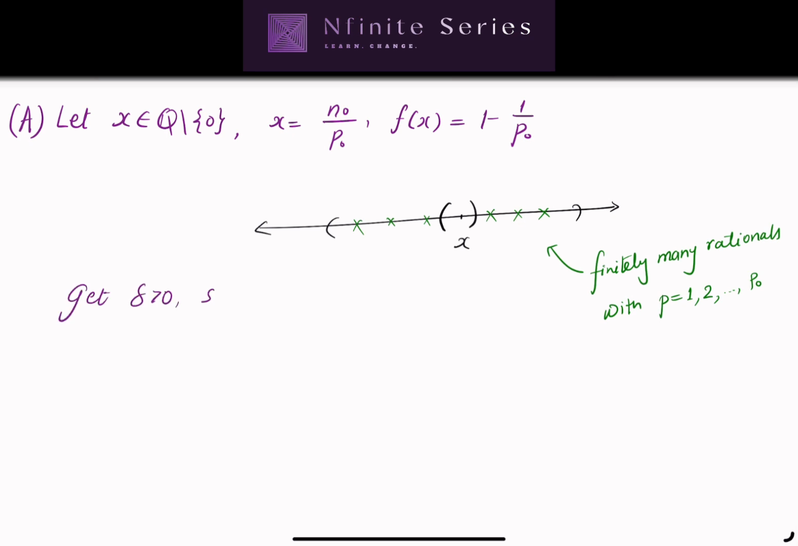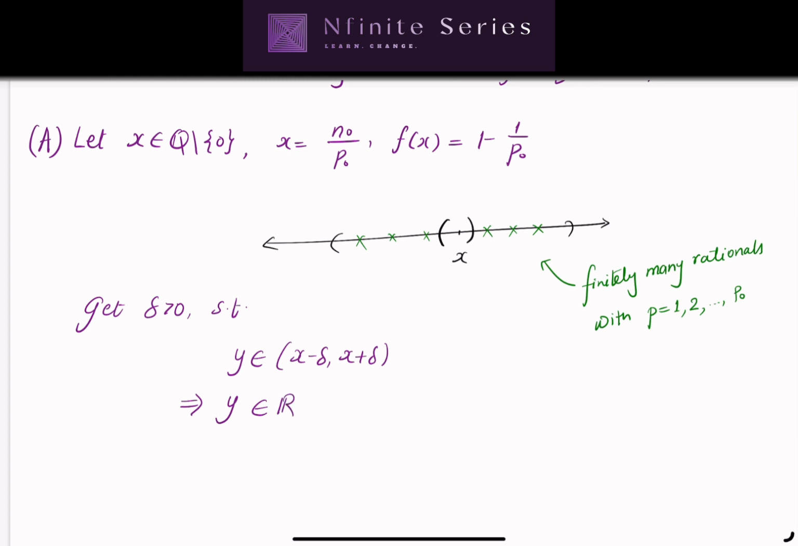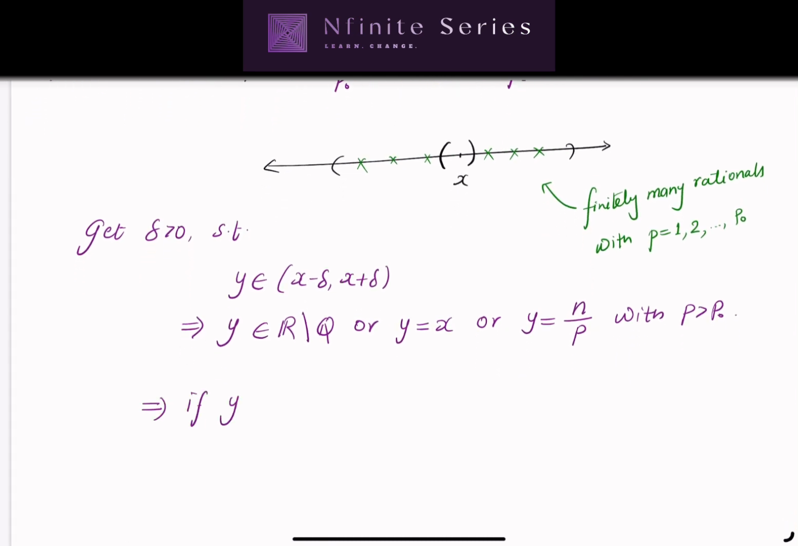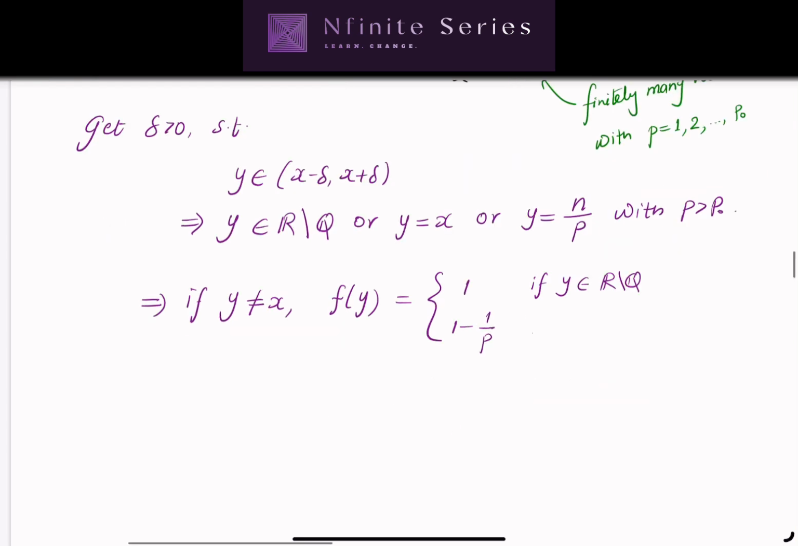Mathematically, it means that you get a delta positive such that for every y in the delta neighborhood of x, y is either an irrational number, or y is equal to x, or y is a rational number of the form n by p, where p is greater than p naught. So locally, if we have y not equal to x in that interval, then f of y takes two values. It is equal to 1 if y is irrational, and it is equal to 1 minus 1 by p if y is a rational number depending on p.